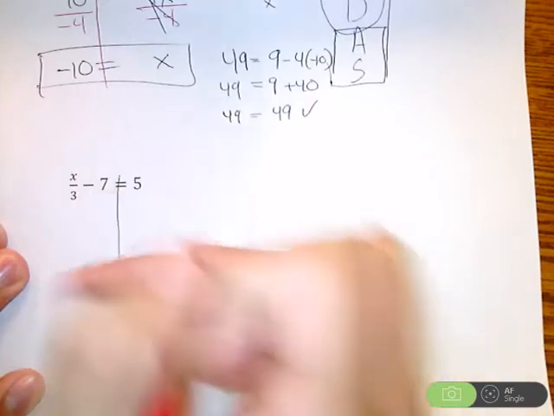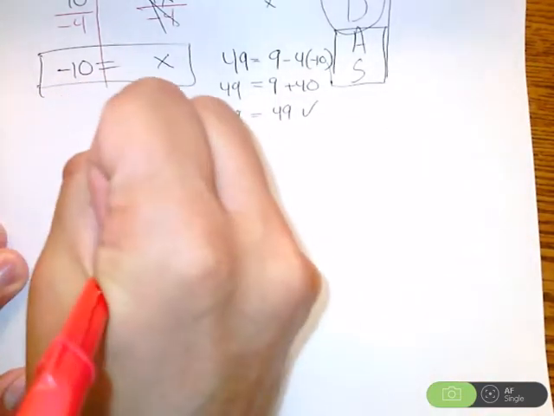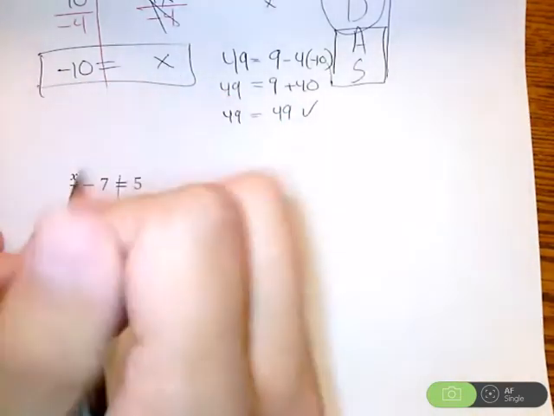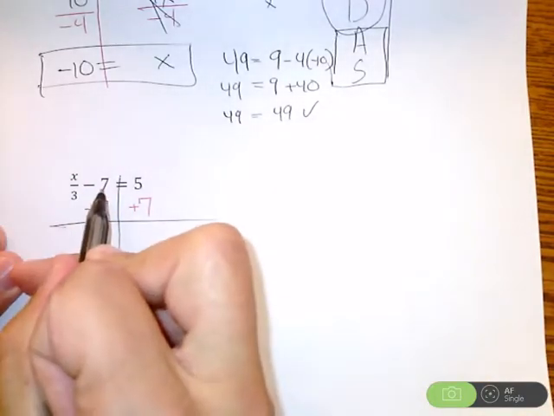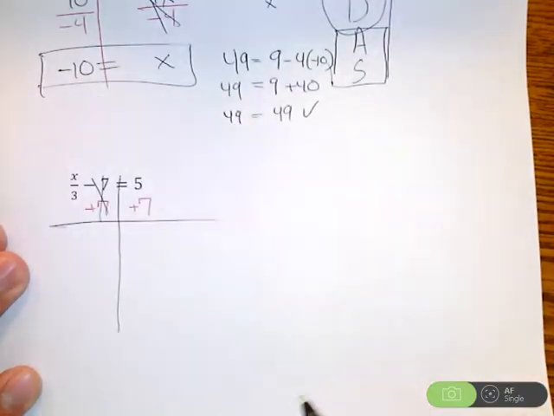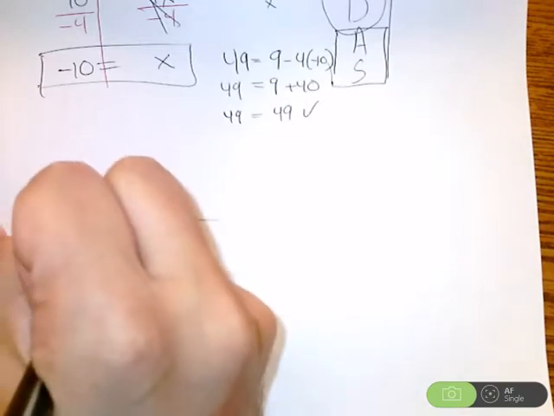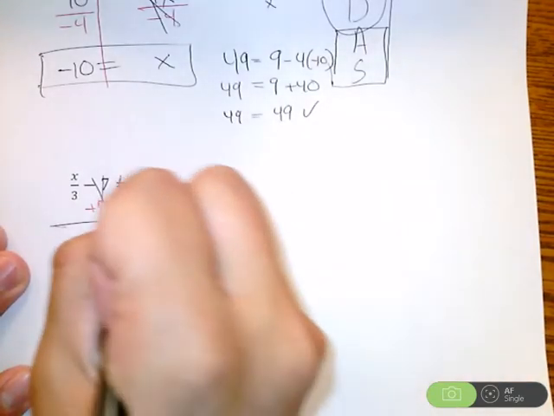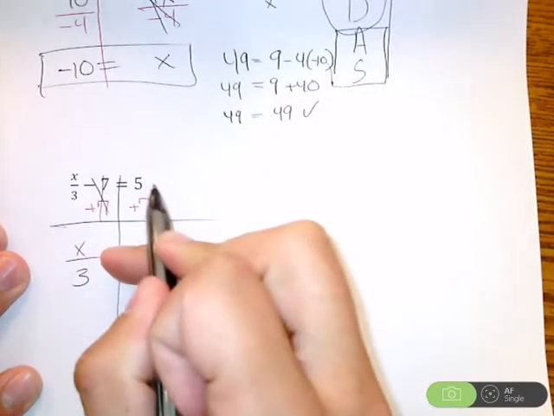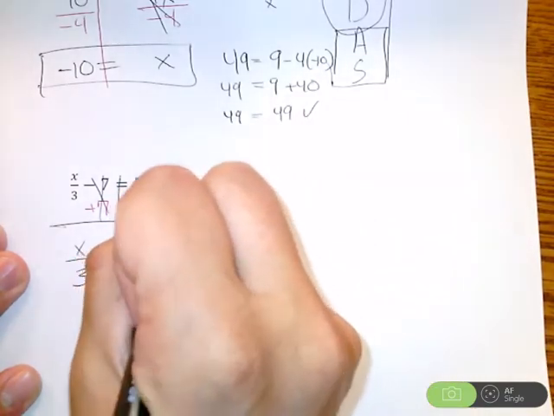So the opposite of subtracting 7 is adding 7 to both sides. So when you have a minus 7 plus 7, that's 0. So we've got that gone, so I have x divided by 3 still on the left side. On the right side, I have 5 plus 7, which is 12.